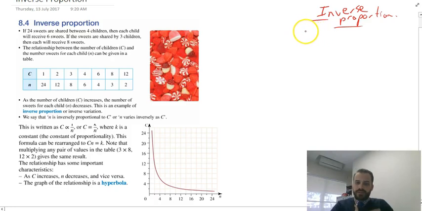Okay, so this video is about inverse proportion. You've already seen direct proportion. This is inverse proportion. You've experienced inverse proportion before. This is a really good example here.